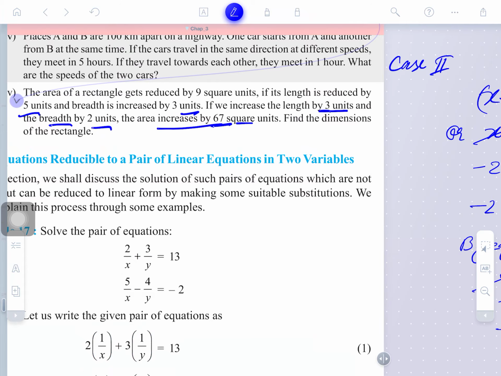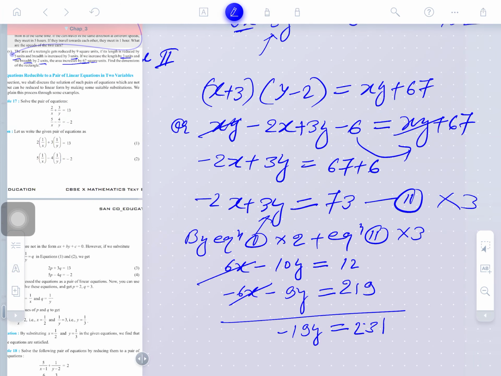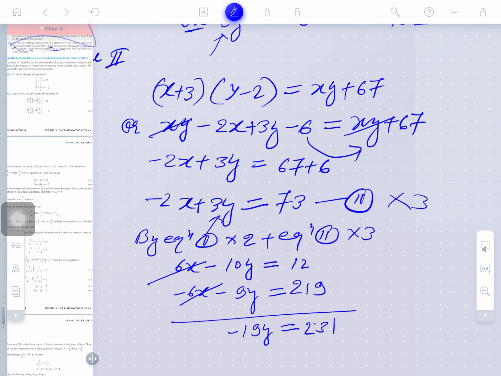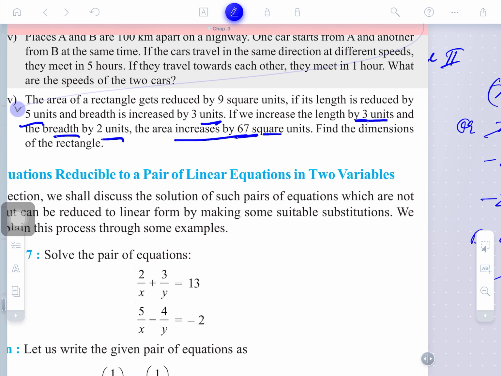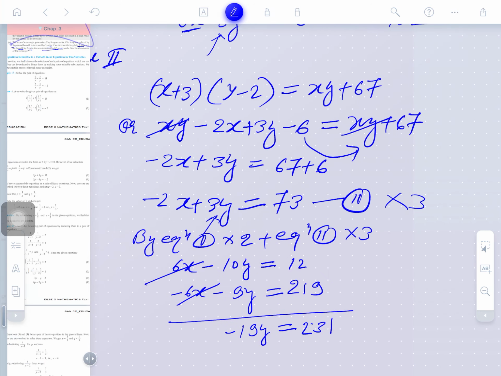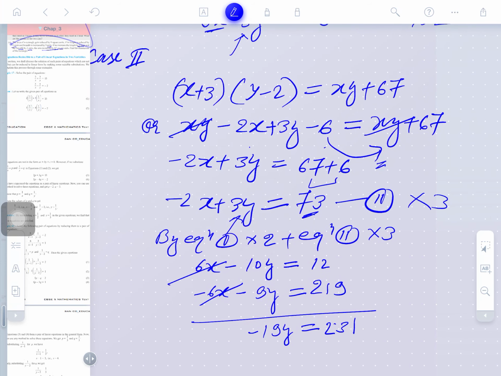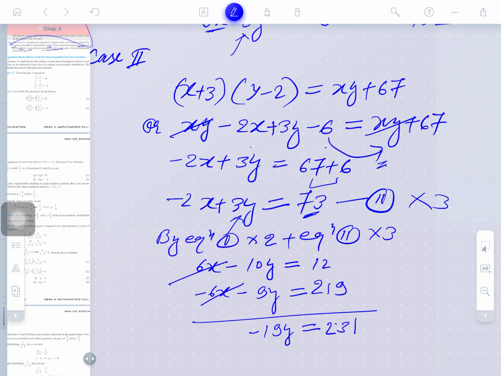If we increase the length by 3 and decrease the breadth by 2, right? So the area will change, and the area increases by 67. So xy minus 2x plus 3y minus 6. The xy cancels, minus 2x plus 3y, and 6 is to be transferred here with 67. Their sum will be 67 plus 6, 73. Obviously 73 will be there. Increase by 67. Clear? Now 73 is there.